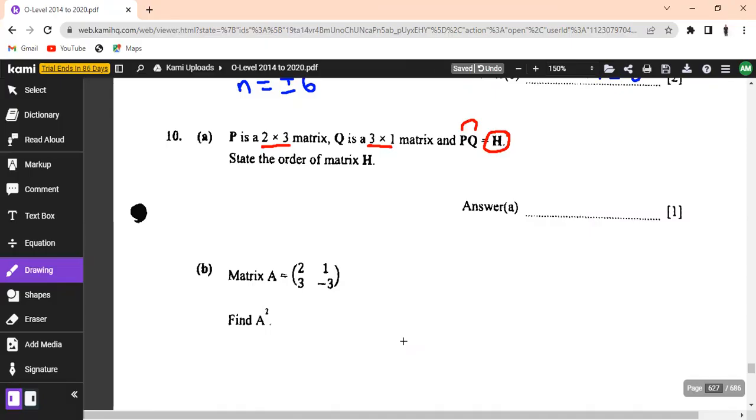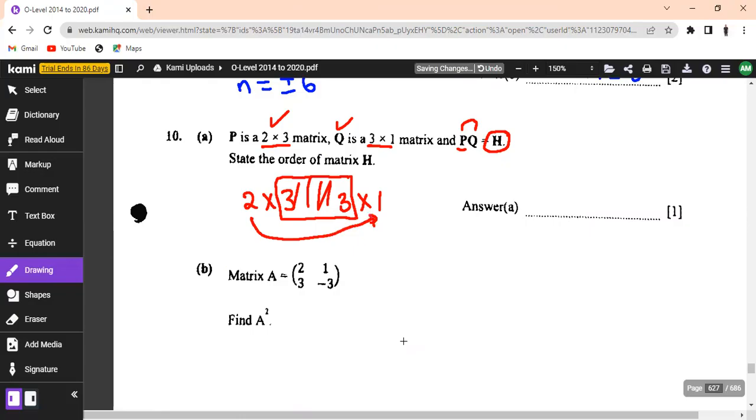Okay, so remember, guys, I told you that you can state the order not by multiplying, but by knowing the order of the matrices that are multiplying. P here is a 2 by 3 matrix, which is multiplying Q, which is a 3 by 1 matrix. When these numbers are the same, it means multiplication is possible. And the resultant is going to be the two numbers which are remaining, which are 2 and 1. So H is going to be a 2 by 1 matrix, of order 2 by 1. If these two are the same, then the first term and the last term become the order of your answer or the final matrix.